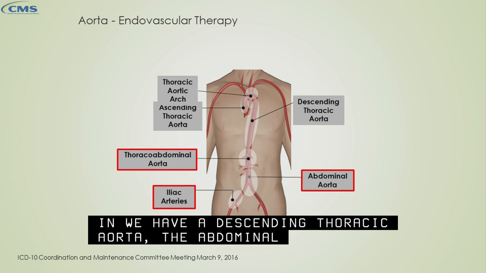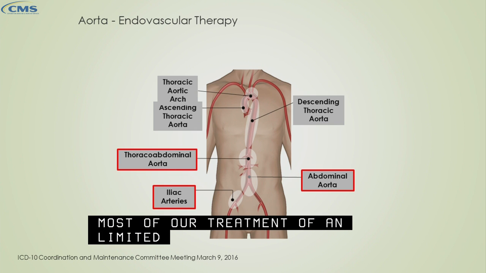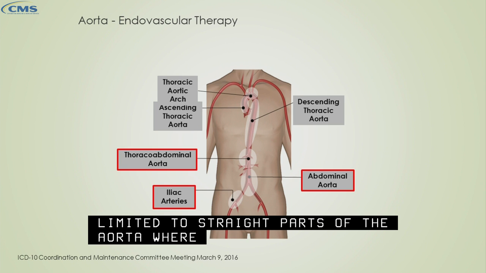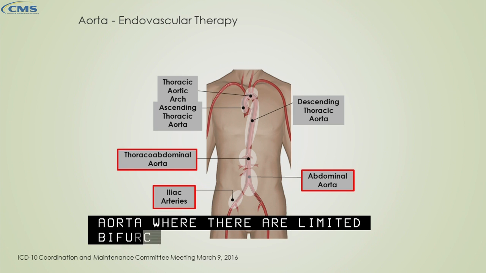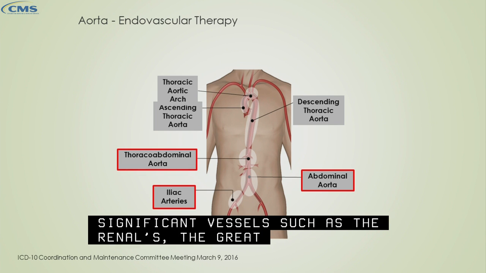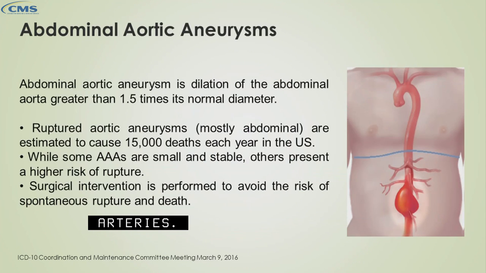Until recently, most of our treatments have been limited endovascularly to straight parts of the aorta, where there are limited bifurcations and not covering significant vessels such as the renals, the great vessels to the head and neck, and the visceral arteries. One of those has also been the hypogastric artery, taking blood flow into the pelvis.